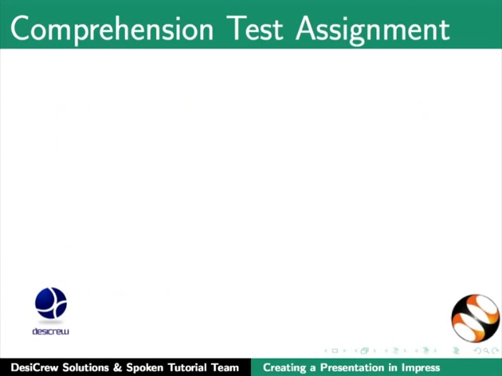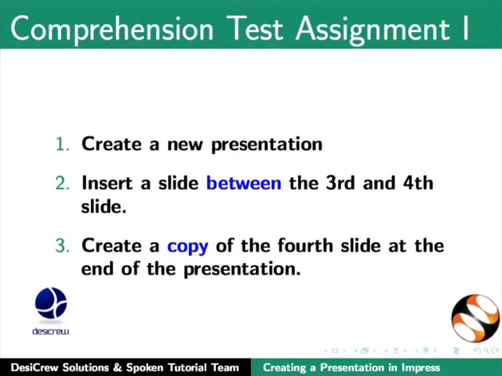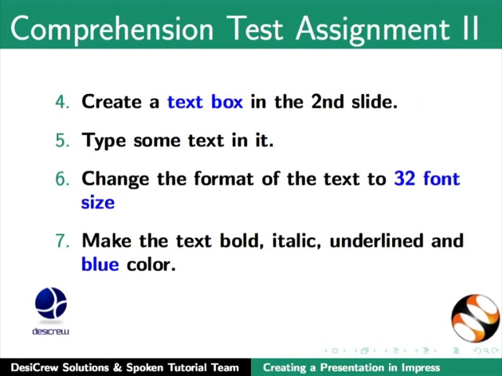Try this comprehension test assignment. Create a new presentation. Insert a slide between the third and fourth slide. Create a copy of the fourth slide at the end of the presentation. Create a text box in the second slide. Type some text in it. Change the format of the text to 32 font size. Make the text bold, italic, underlined, and blue color.